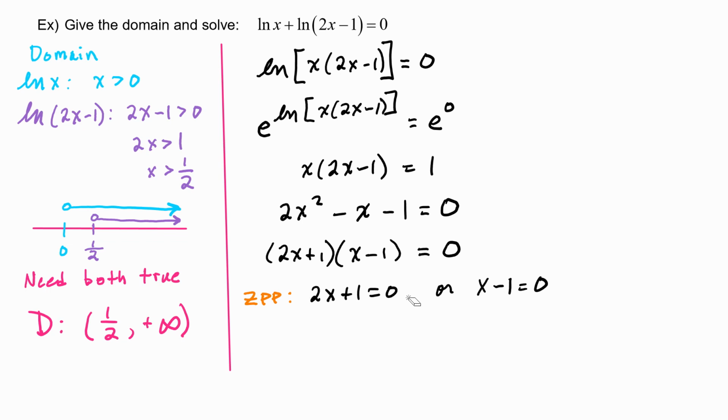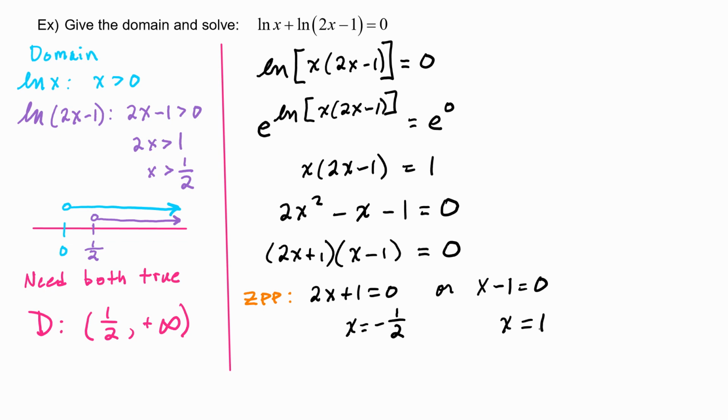Here we will subtract 1 from both sides and then divide by 2. So x is equal to negative 1/2. And here we add 1 to both sides. We get x is equal to 1.